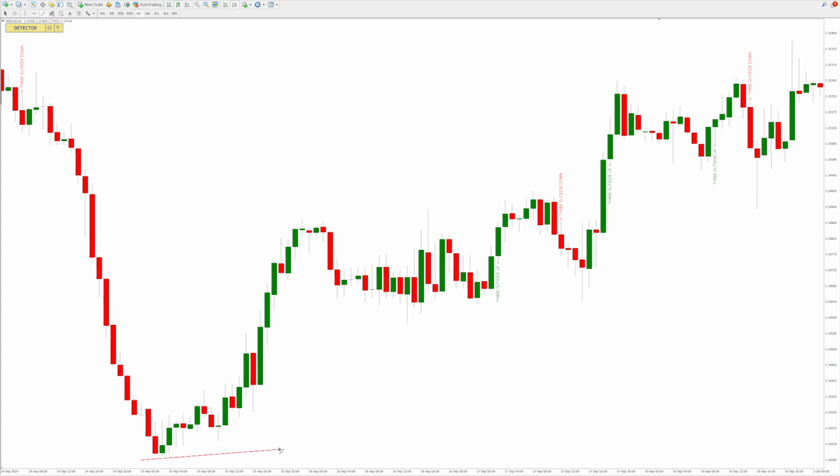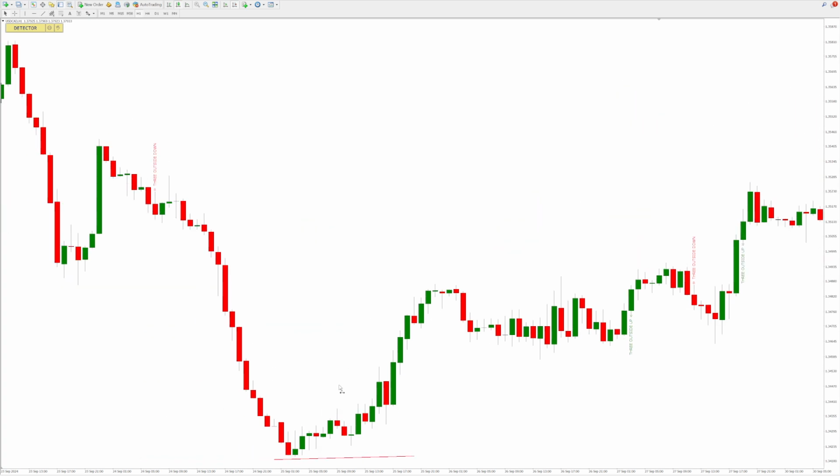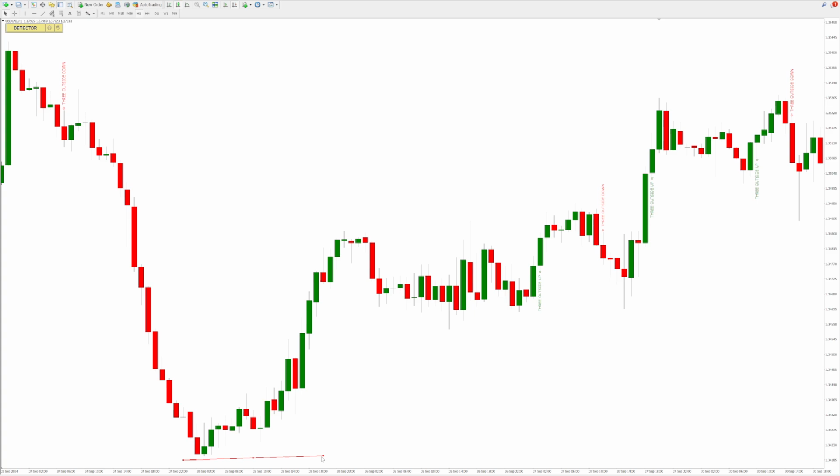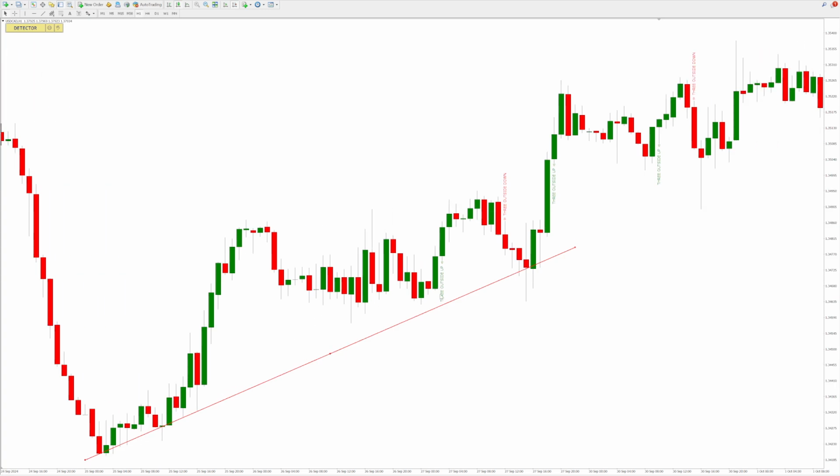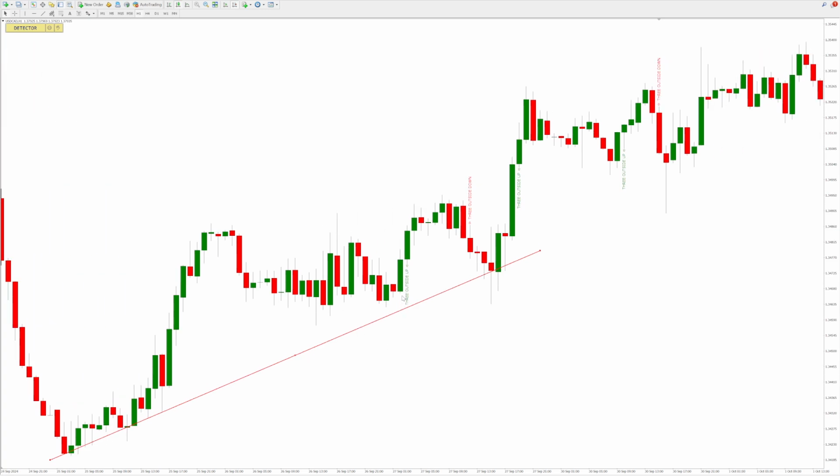That being said, we have a level of support that was formed here following on from this downtrend. Okay, and then price did move up, as we see here. We have higher lows, we have a pullback, and as we have a pullback here towards the trend line, this is where the 3 outside up candlestick pattern was formed in this instance.